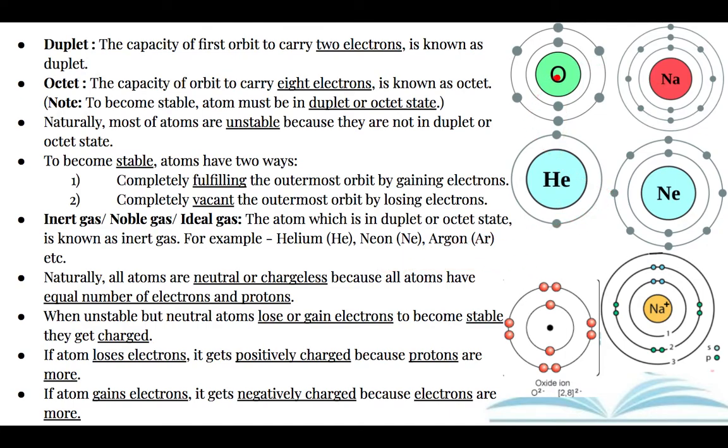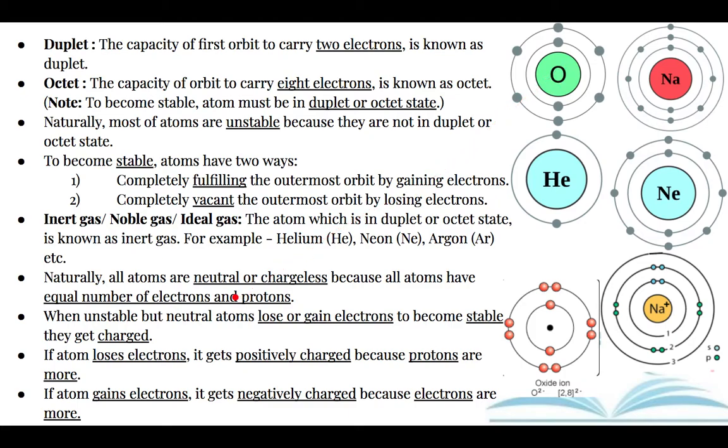Here, though oxygen and sodium are neutral in charge, they are very active and unstable. So due to that, they either completely fill the outermost orbit with electrons, or completely vacate the outermost orbit by losing electrons. And when they do so, what happens? The electron number and proton number will not be equal.